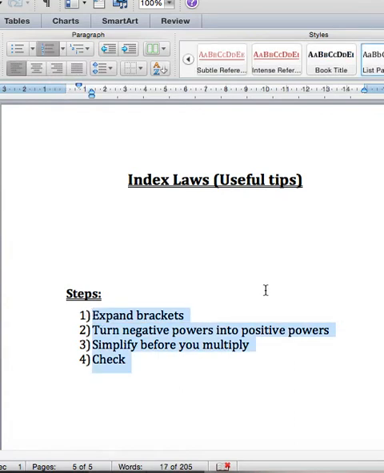Sometimes we have brackets, so your first step is always to expand your brackets, okay? In some questions you will see negative powers, so you have to turn any negative powers into positive powers, okay? And never leave your answer with a negative power as your final answer. They must be positive. Sometimes you'll, for example, have two fractions you have to multiply, so please simplify before you multiply. It's really important. And then of course, check, especially in a test, if you have time, go back and do the question again to make sure you haven't made a mistake.